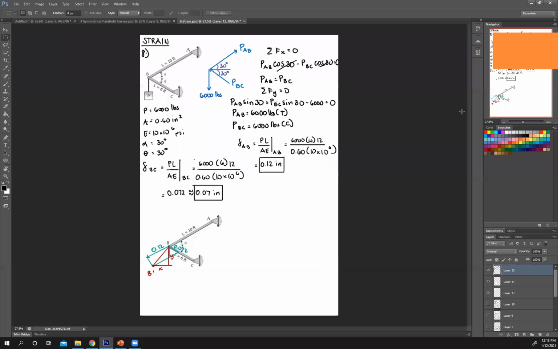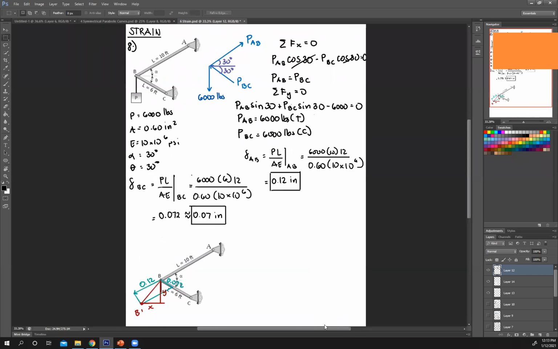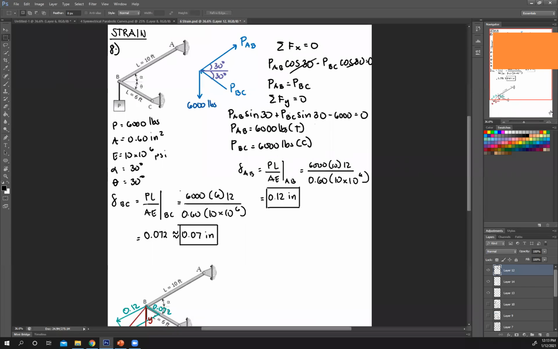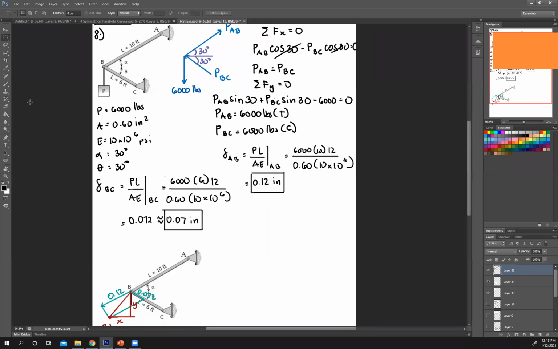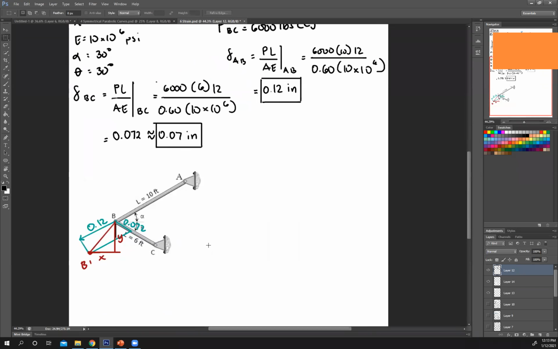Alright, so we've solved for the first part, right? The elongation. Now we want to know the horizontal and vertical displacement of this point right here, point B. So let's focus on this drawing.